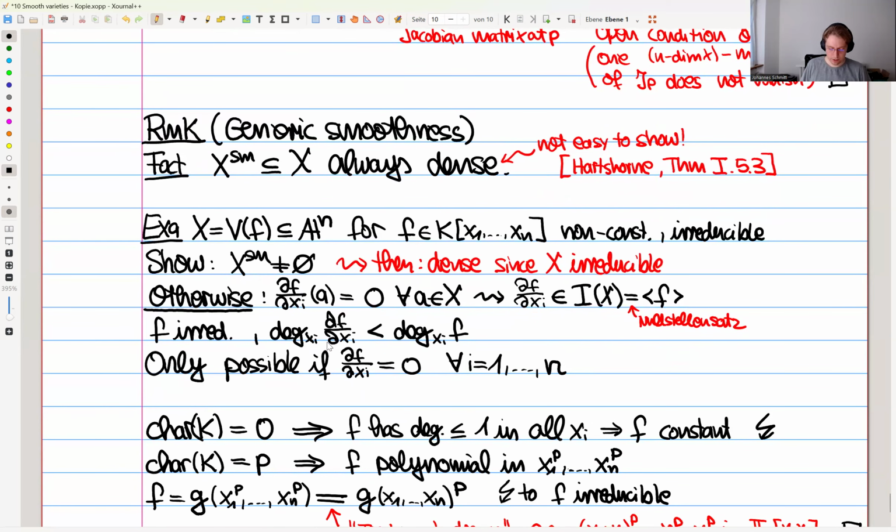Or sorry, I mean somehow what you want is that this here must be a multiple of f, and so somehow the degree must be at least that of f, unless it is actually the 0 function. Okay, so we have reduced this. This thing being empty can only happen if all of these partial derivatives are 0.